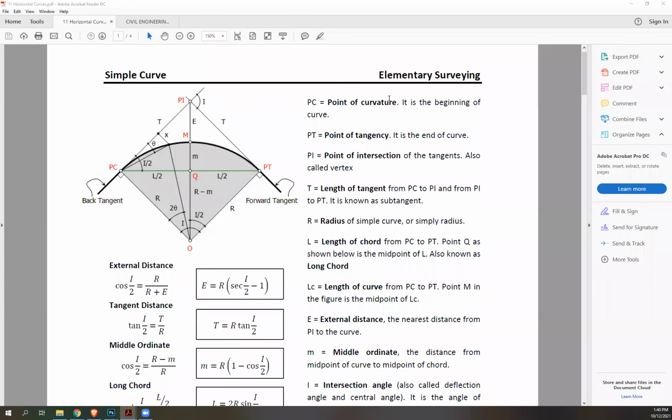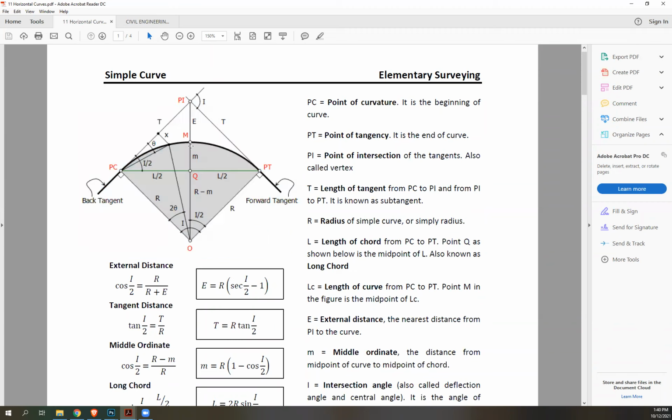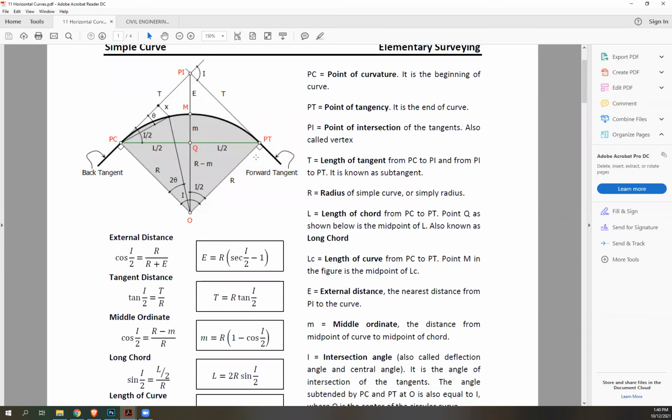Topic for today is horizontal curves, the first of which is simple curves. So this is what a simple curve looks like. We use this for roads, highways, etc. When you see a curve along the road, it employs this. So there are several parts to a simple curve.